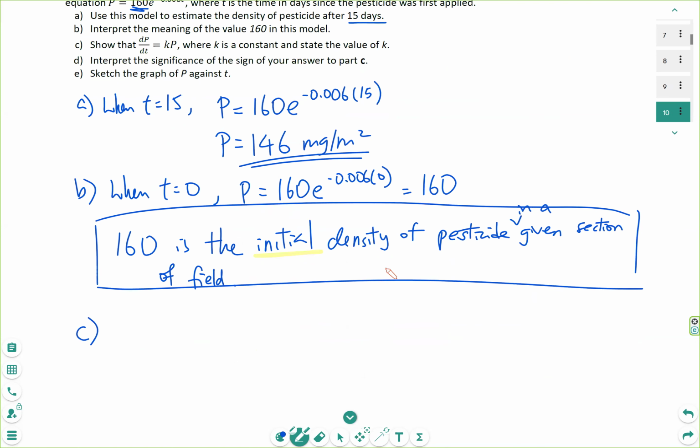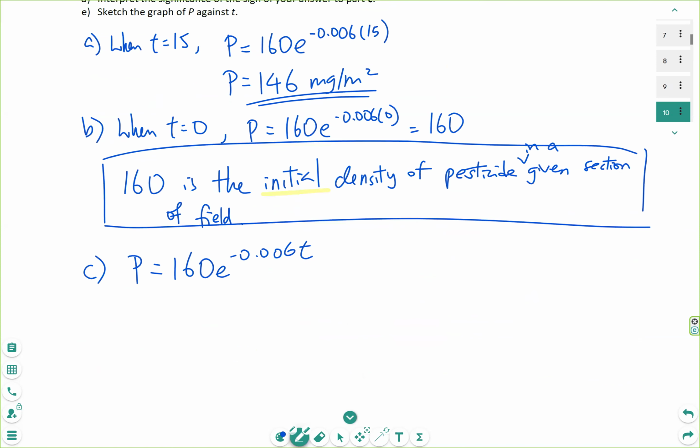So I want to find dp by dt. So p equals 160 e to the power of negative 0.006 t, right? So let's do dp by dt, what the question suggests. To differentiate, e will multiply by the coefficient of t. So it'll be 160 times negative 0.006 times e, and the power remains unchanged.